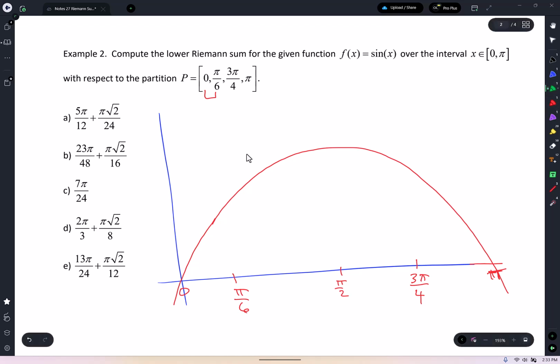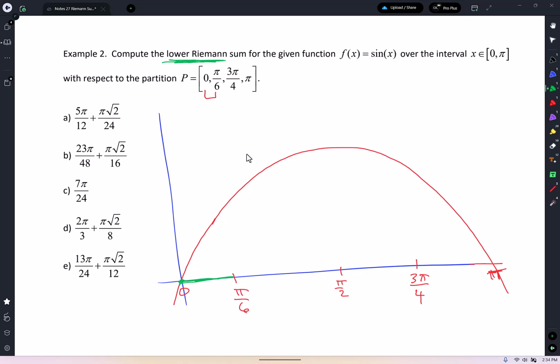All right, what do they want? Upper or lower? Man, I should have done an upper one. They want a lower, so you pick the lowest point. If it says upper, you pick the highest point on that partition. So between 0 and pi over 6, where do I have the lowest point? 0. So you don't really have a rectangle. It's that green line right there.